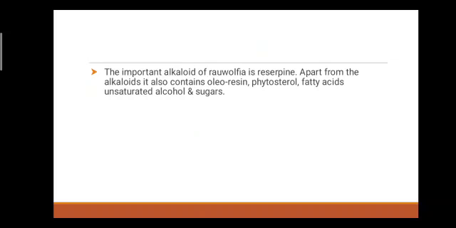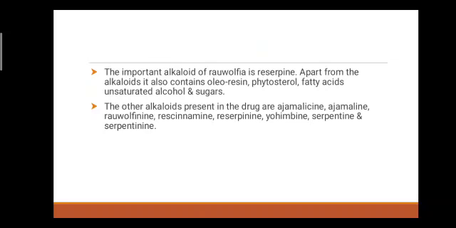The important alkaloid of Rauwolfia is reserpine. Apart from the alkaloids, it also contains oleoresin, phytosterol, fatty acids, unsaturated alcohol, and sugars. The other alkaloids present in the drug are ajmalicine, ajmaline, rauwolfinine, rescinnamine, reserpine, yohimbine, serpentine, and serpentinine.